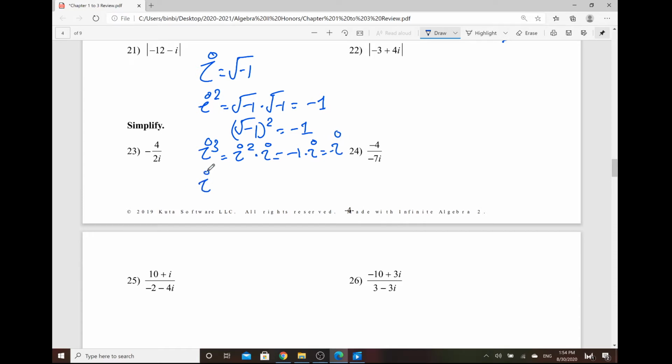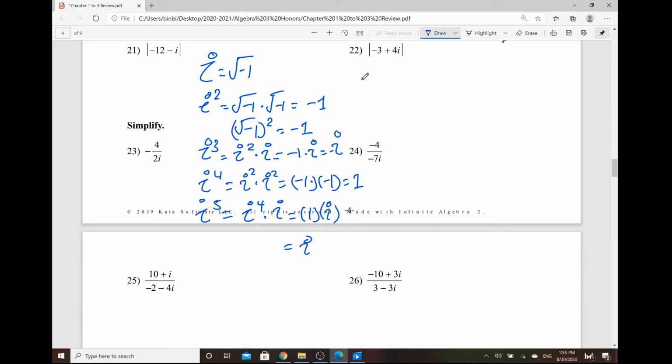And then i to the power of 4, so we have i squared times i squared. So -1 times -1 would be 1. And then i to the power of 5 consists of i to the power of 4 times i. So that would be 1 times i, which is i.